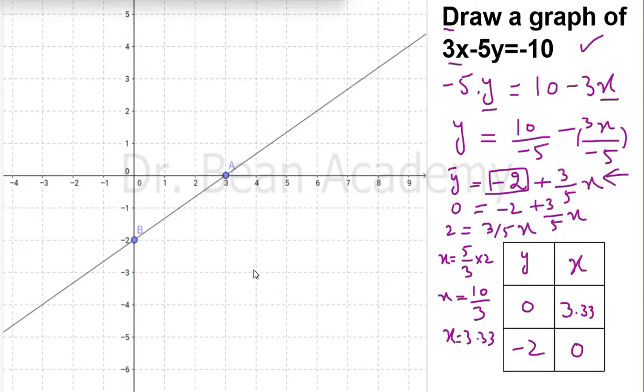But what do you think? Can I avoid having a value in fraction like this? Because you see, for the second ordered pair, it's very nice, 0 and negative 2, and it was so easy to locate this point, the point B. But for the first ordered pair, unfortunately, I chose a value for y as 0, but I got the value of x in fraction, 3.33, and I am unable to locate this point very precisely. So what do you think? Can I do something to get an ordered pair with whole numbers and not in fractions?